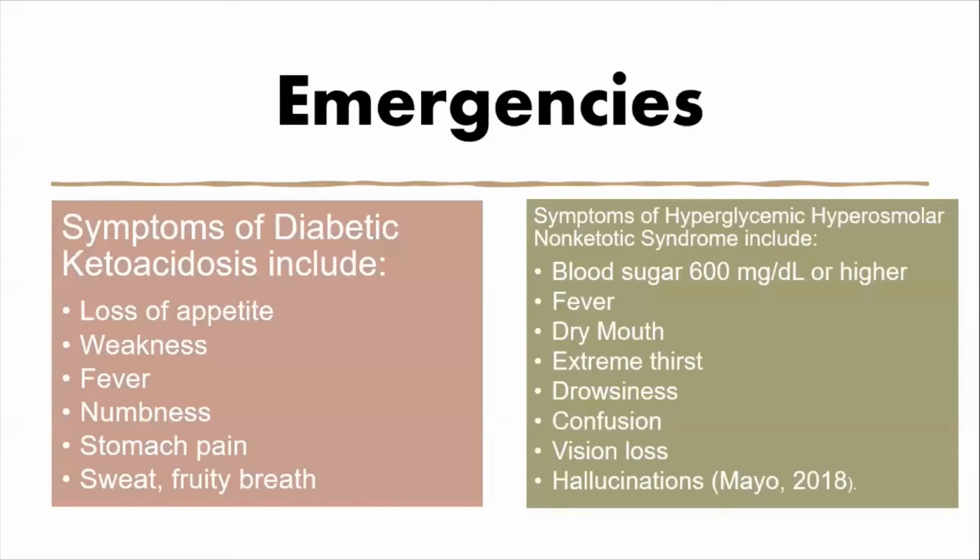Other conditions include diabetic ketoacidosis and hyperglycemic hyperosmolar non-ketotic syndrome. Diabetic ketoacidosis occurs when cells are starved for energy, which causes the body to break down fat. The breakdown of this fat produces ketones, which are toxic to the body. Symptoms of diabetic ketoacidosis include loss of appetite, weakness, fever, numbness, stomach pain, and a sweet, fruity breath.